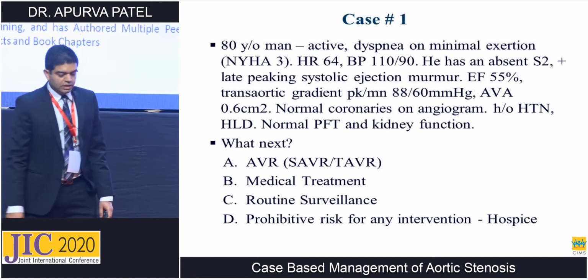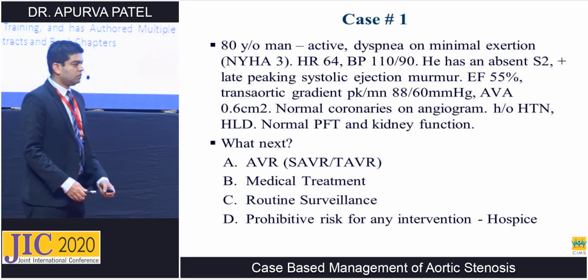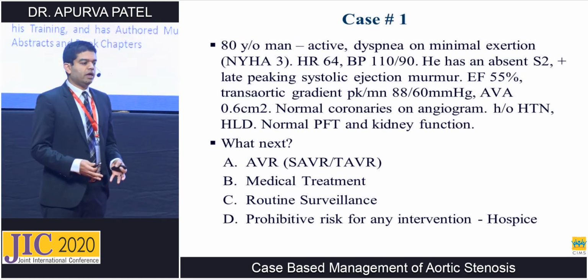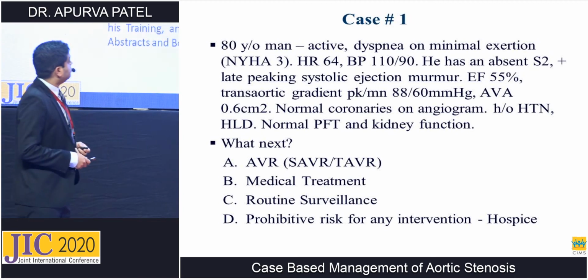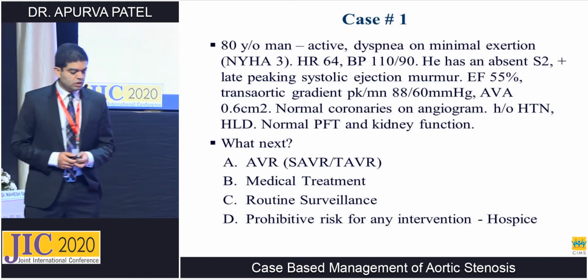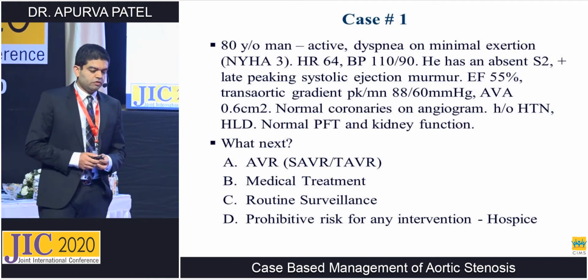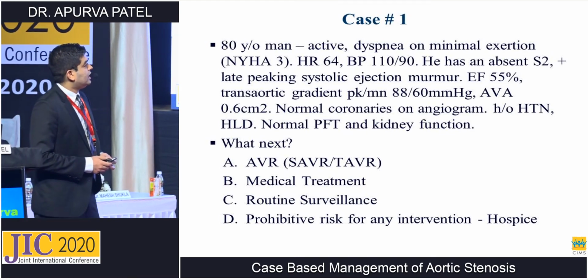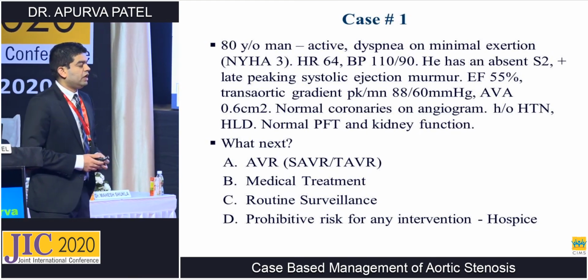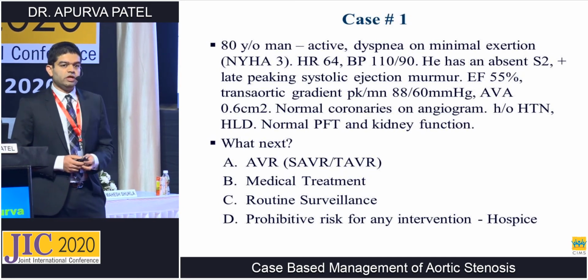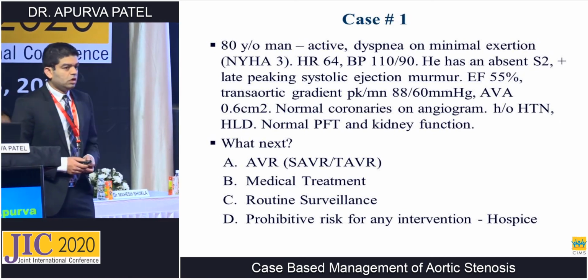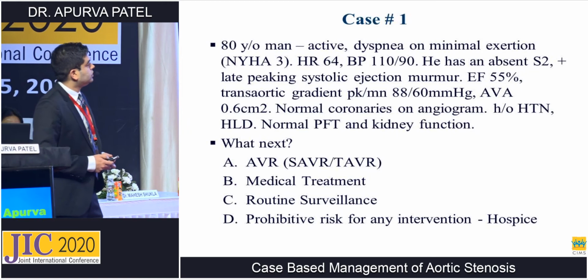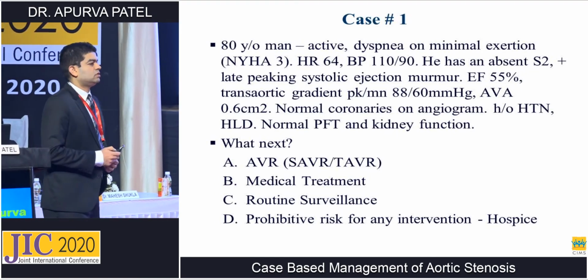Okay, let's talk about the therapies that are available and how we should navigate through certain patient scenarios. Case number 1, 80-year-old man, active, has dyspnea on minimal exertion, NYHA class 3 symptoms, heart rate 64, blood pressure of 110/90. He has an absent S2 with a late peaking systolic murmur. EF is preserved at 55, mean gradient of 60, and a valve area of 0.6. Normal coronaries, no major risk factors. What next?